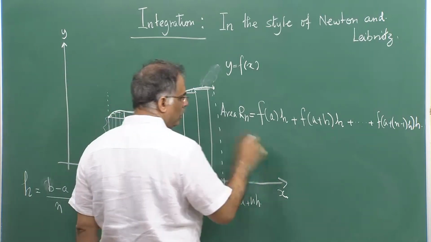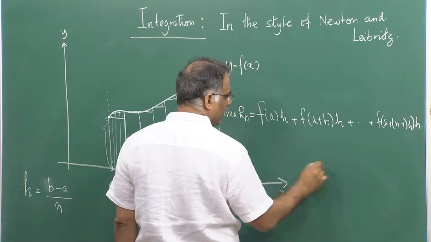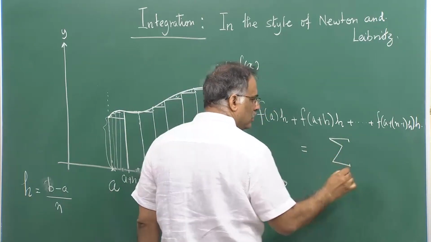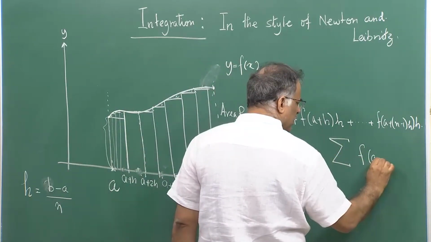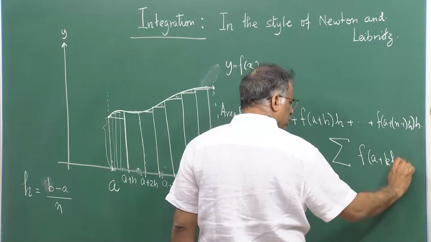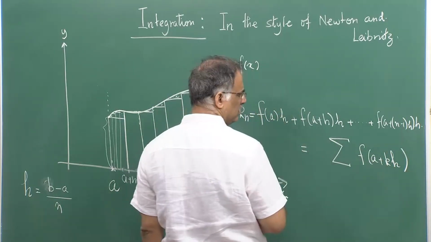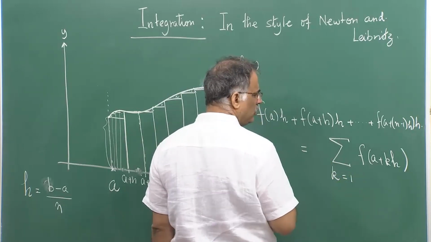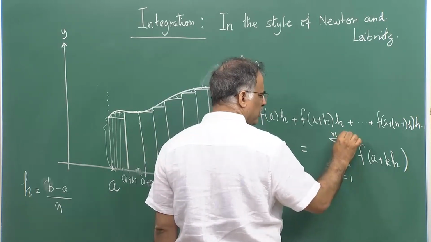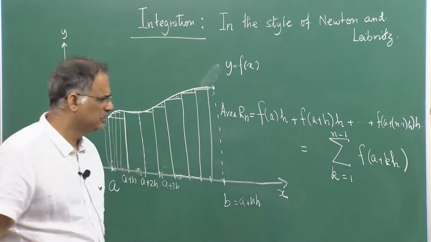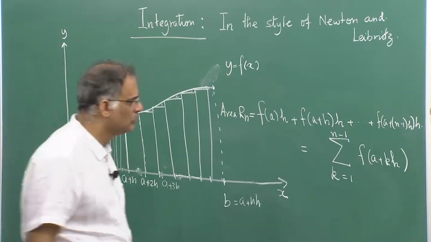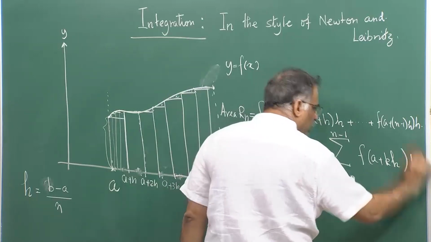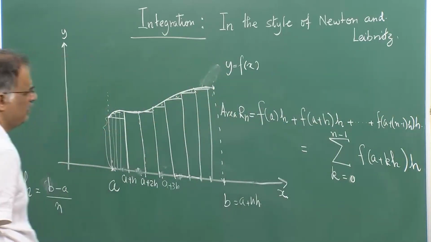So, what is this? You can write this as the summation of f of a plus kh, where k is equal to 0 to n minus 1, and that into h. So, that is exactly what I have.